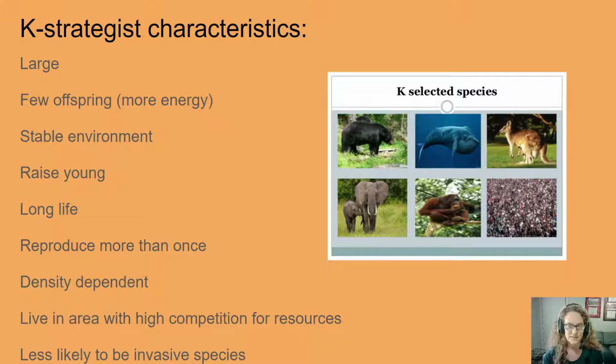They're density dependent. Make sure you know what that word means, look it up. They live in an area with high competition for resources, so it's not easy where these species live. They're always in competition with individuals of their own species and other species. A K strategist is less likely to be an invasive species for a few reasons. So I want you to think about why. They're in a stable environment, in these big communities. Even though there's a lot of competition, they're not going to take off and become an invasive species. They have no reason really to leave.